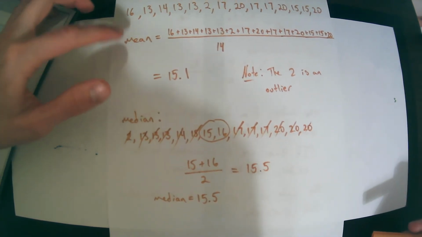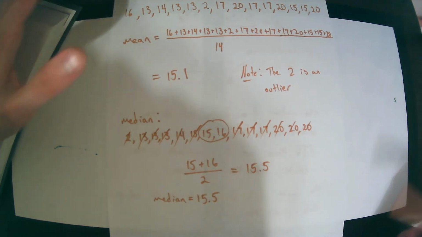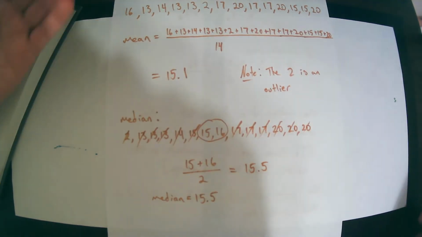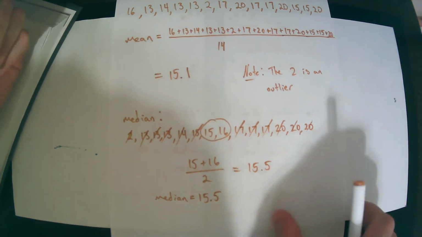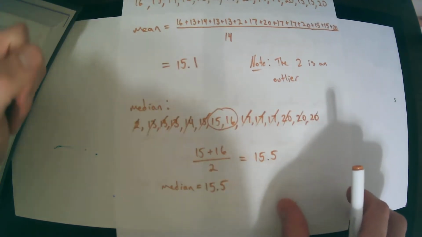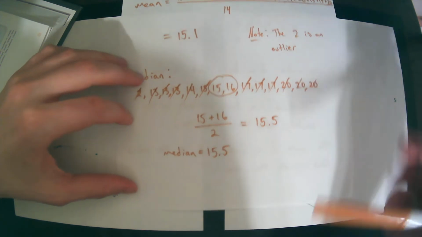And your mean is almost never in the data set, just because of the nature of how you find mean. Oftentimes it is a decimal number. Now mode, on the other hand, will always be in your data set. So let's find the mode.